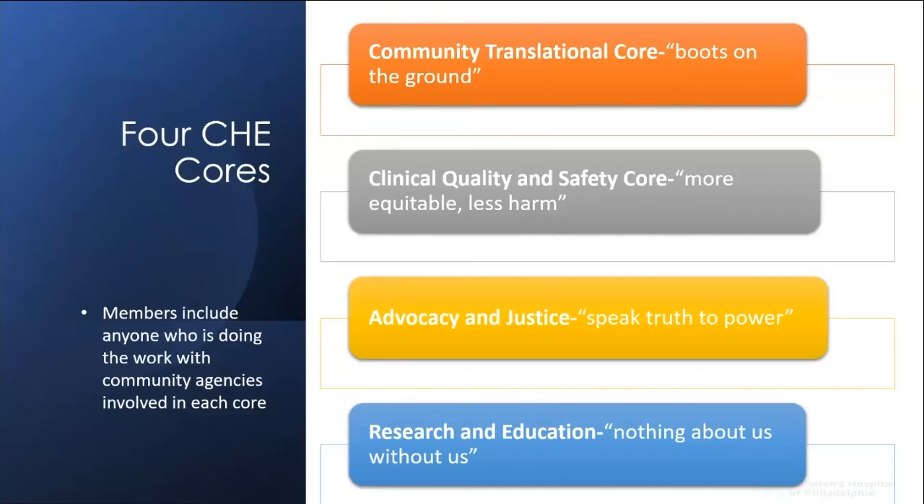So our strategy is to have four cores, starting with the community translation core, which is going to be our boots on the ground. So we'll take evidence-based interventions and we'll really try to implement those and scale those in a way that really impacts the entire neighborhood and community. We have a clinical quality and safety core where we focus on more equitable and less harmful care. And then we'll have an advocacy and justice, really social justice core, and really speak truth to power about issues that impact health equity. And then finally, we'll have a research and education core.